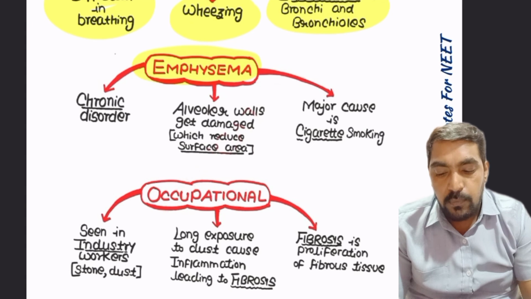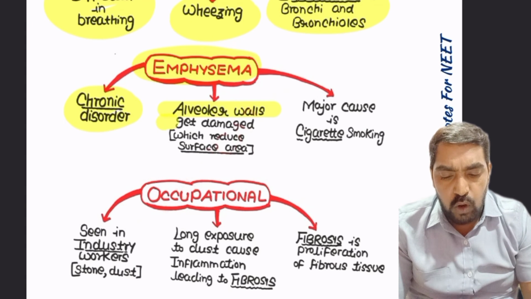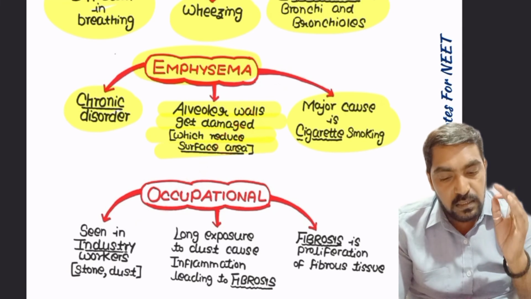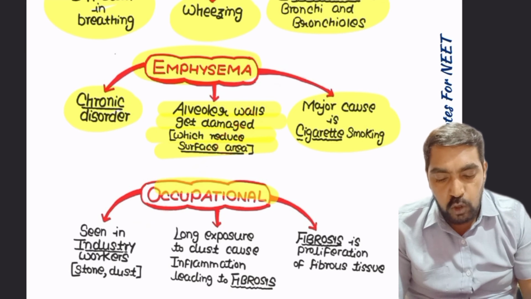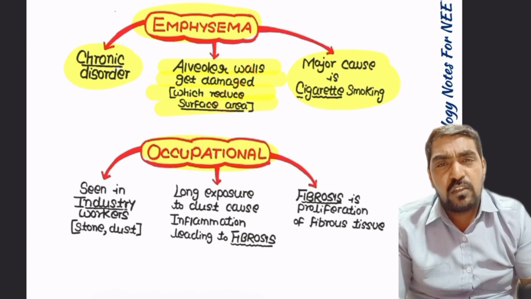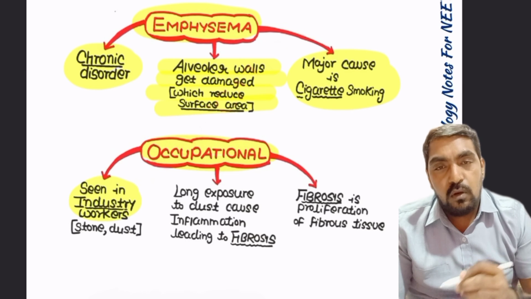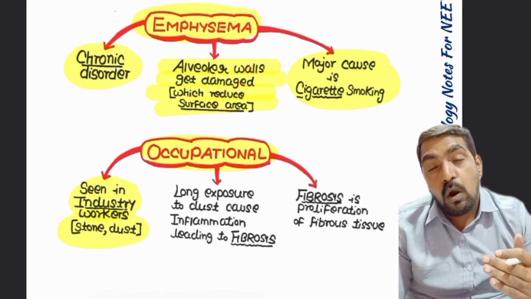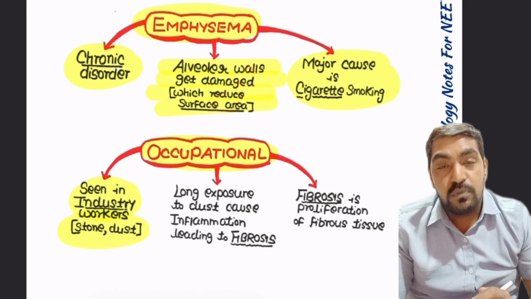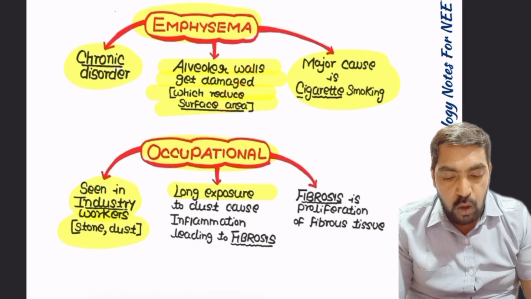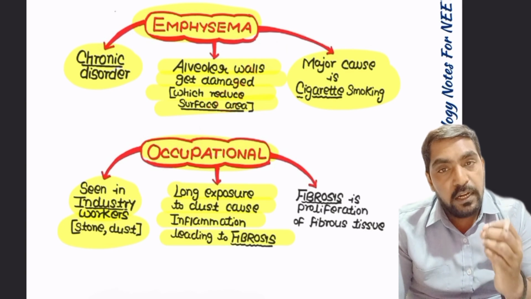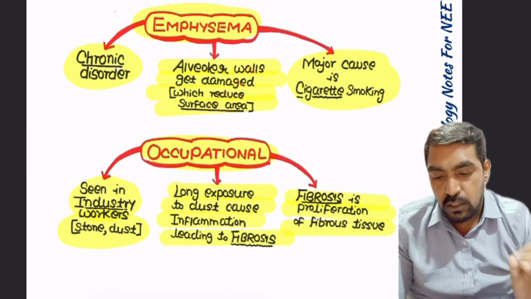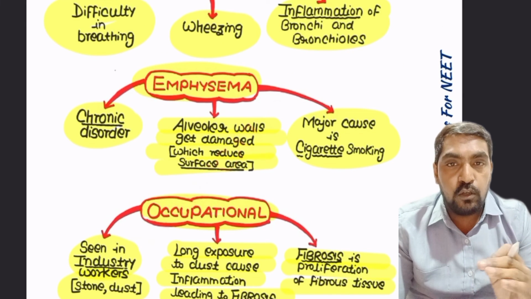Let's talk about emphysema, a chronic disorder. The alveolar wall gets damaged, which reduces the surface area. The major cause of emphysema is cigarette smoking. Then we have occupational lung disorder. It is seen in workers in industries like stone mining or dust industry, where they work throughout the day and keep on consuming fumes and particles, and they suffer from this. Long exposure to dust causes inflammation leading to fibrosis. Fibroids develop in the lungs. Fibrosis is proliferation of fibrous tissue. So these are all the disorders related to the respiratory system.